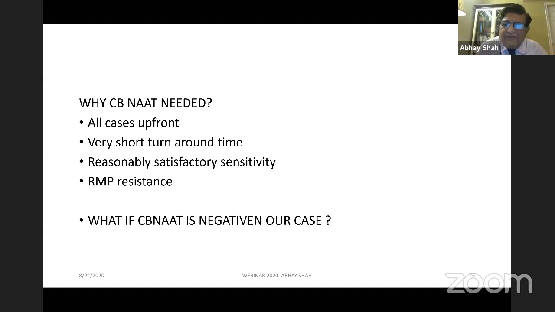Yes, Dr. Kheya, this is what I want to see. Don't send CBNAAT in 3 samples. What we remember as BUS, that is blood, urine, and stool. In other fluids, of course, the sensitivity will vary.